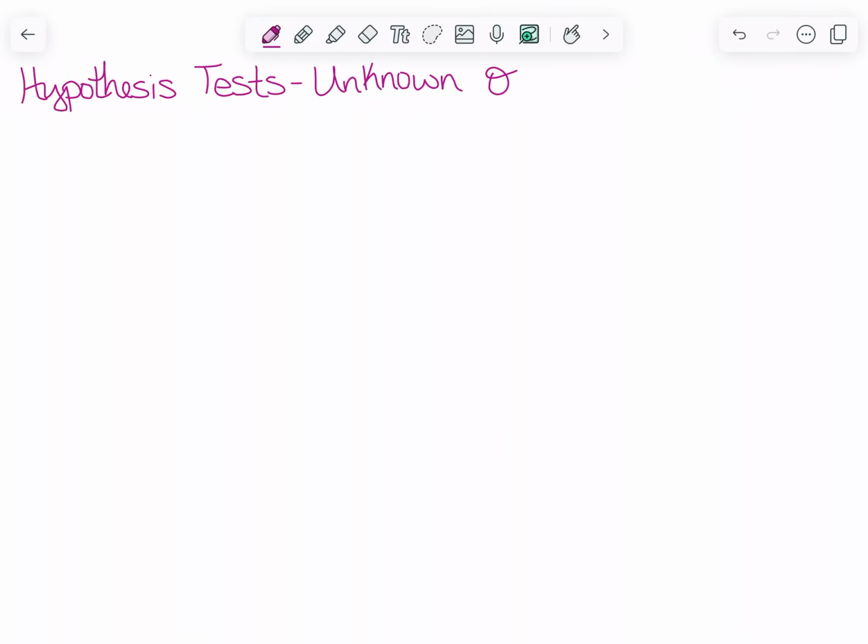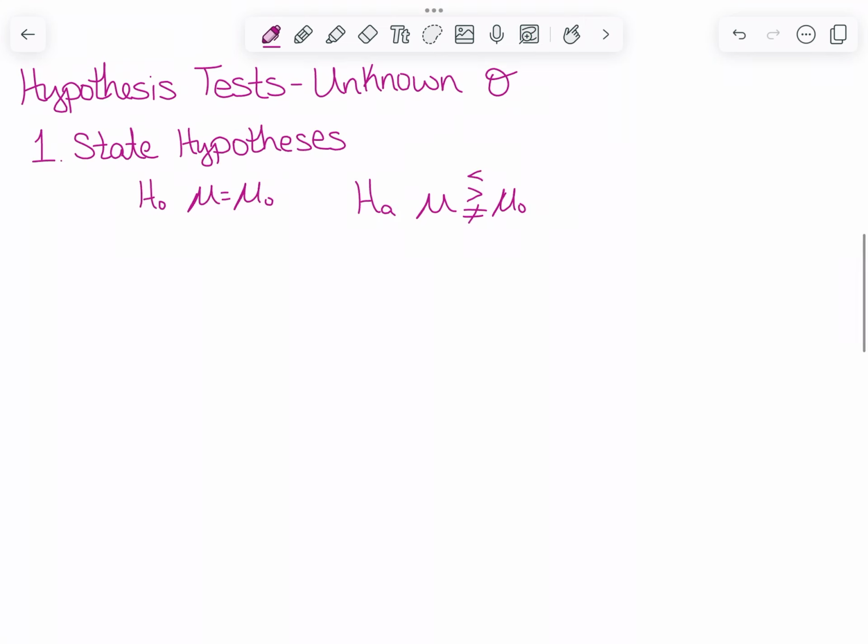I now want to look at calculating a hypothesis test with an unknown population standard deviation. The first step in this process will be to state the null and alternative hypothesis. The null hypothesis will be of this form: mu equal to mu 0, where mu 0 is given in the problem. And the alternative hypothesis will be in one of three forms: either mu is less than mu 0, mu is greater than mu 0, or mu is not equal to mu 0.